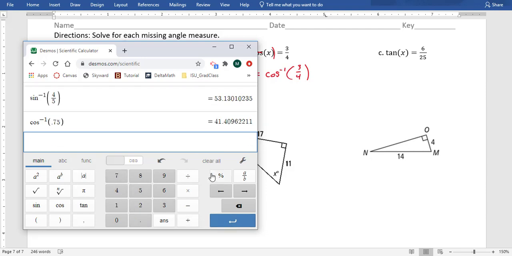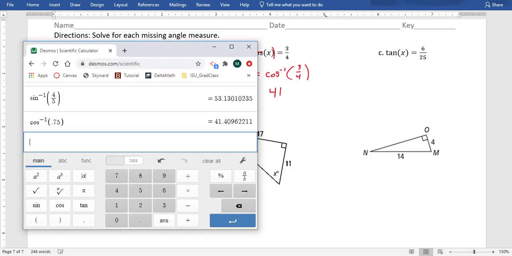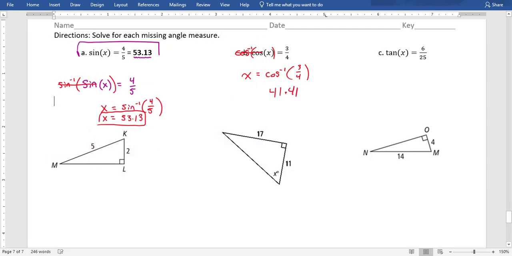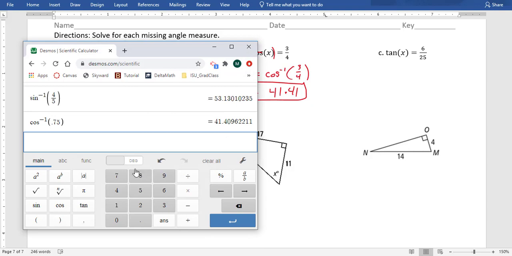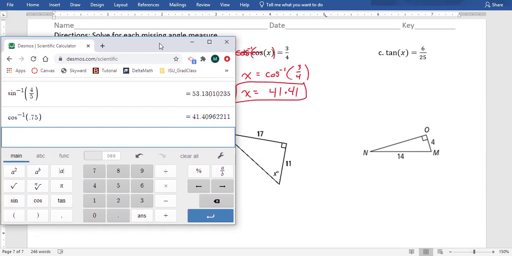Okay, 3/4 is like 0.75. I get 41.41. Okay, so again, make sure you can get that on your calculator. One thing you might need to double check is make sure you're in degrees and not radians. Radians changes your answers, so make sure you're in degree mode on your calculator. Otherwise, you might have to reach out and ask a question. Make sure you're using the -1, that's the inverse sine or cosine.